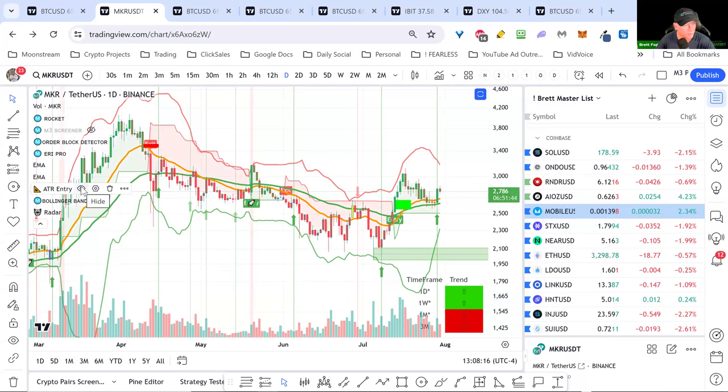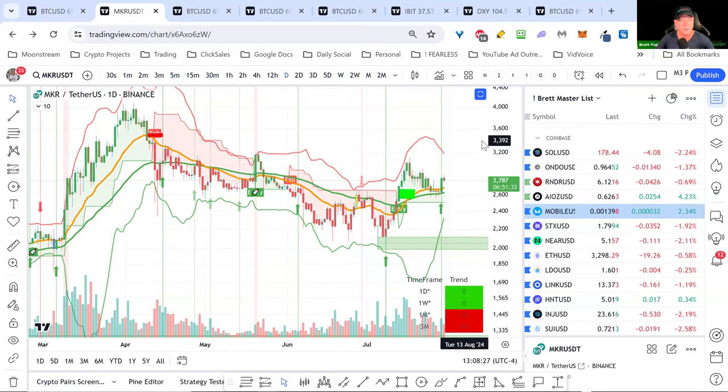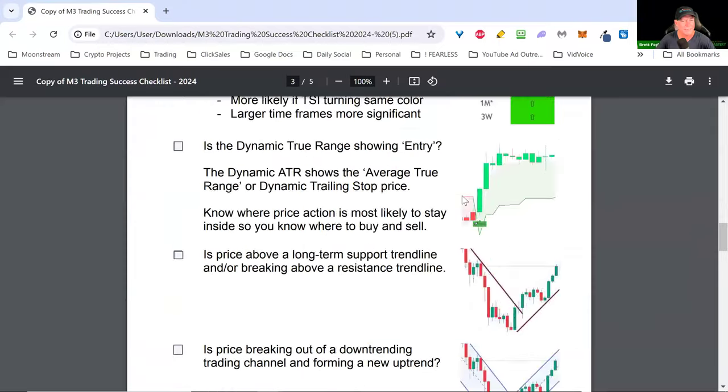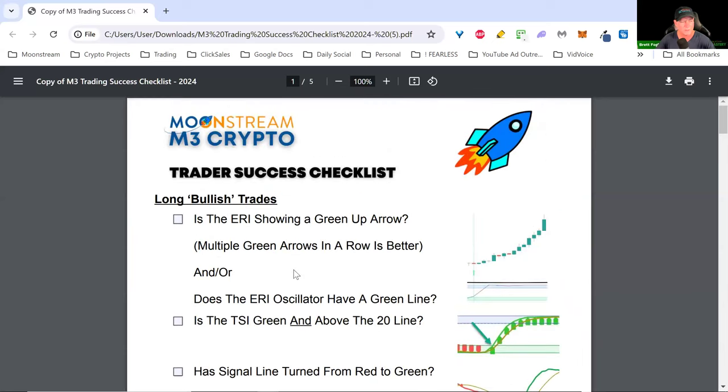Let's do this. I'll turn on the ATR. We're in the entry zone on the ATR. So here's a little advice with these things, you guys. I don't like to have all of them on all the time. I'll toggle them on and off and see, is it worth going and looking deeper? But we're in an entry zone on the average true range, Bollinger Bands are tightening, and we have the ERI as green. So I'm going to hop over to the trade success checklist here, and let me just uncheck over. Okay, so we're on the bullish scenario.